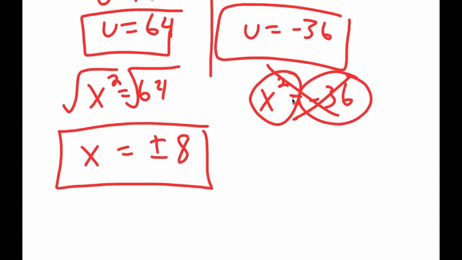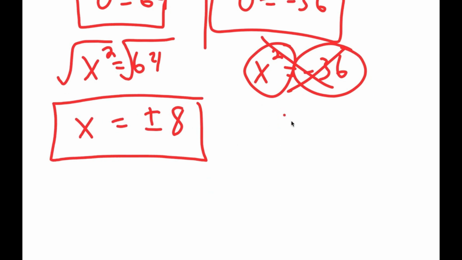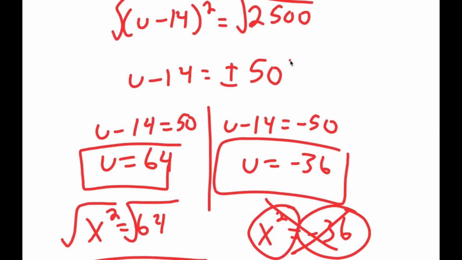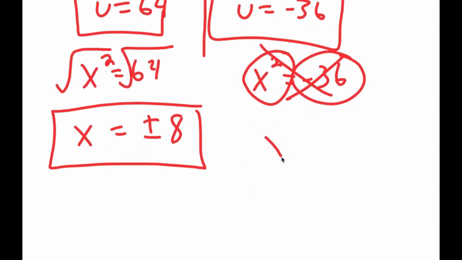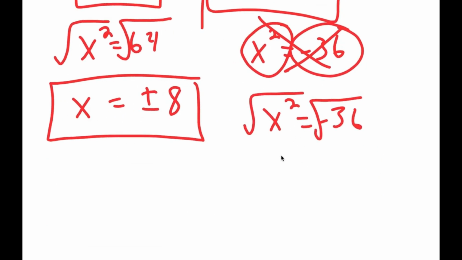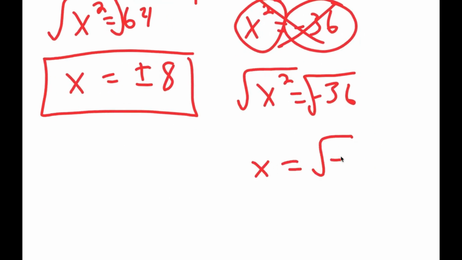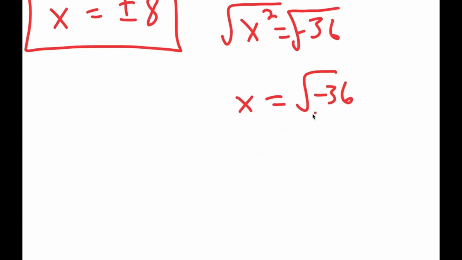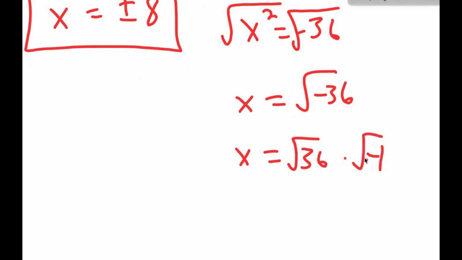I know that I said this wasn't work, but there actually is a way we can use this to find solutions, not real solutions, but imaginary solutions. So to do that, x squared is equal to negative 36. If I take the square root on both sides, I get x is equal to the square root of negative 36. And the square root of negative 36 is the same thing as the square root of 36 times the square root of negative 1.